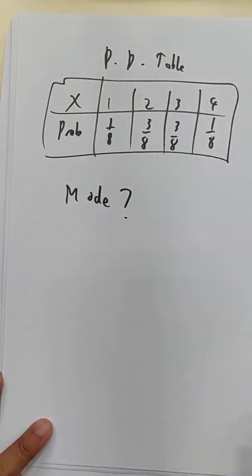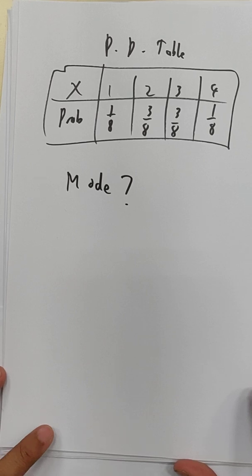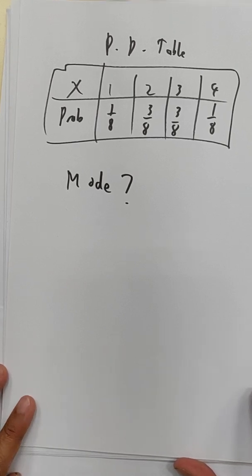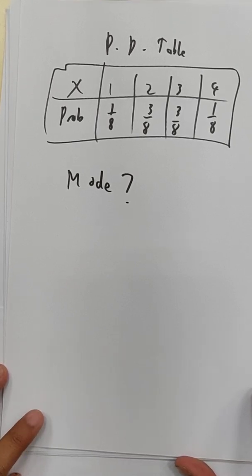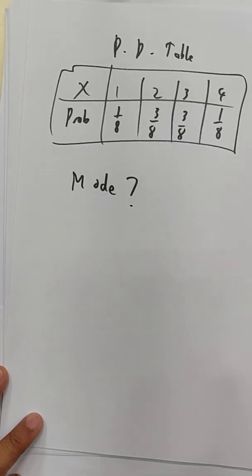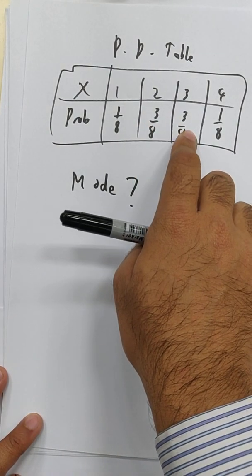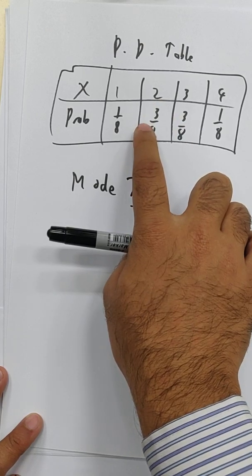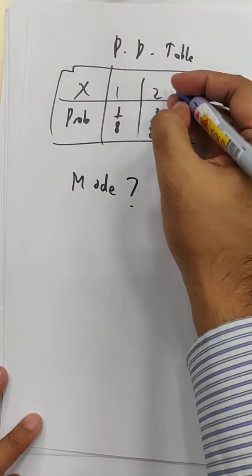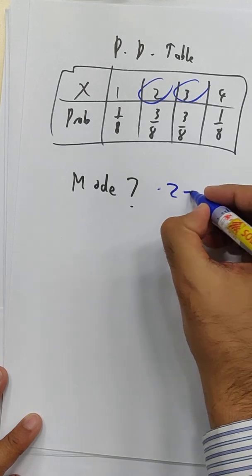What's the mode? Which one has the highest value over there? 3 over 8, 3 over 8, right? So the mode is 3 over 8. The mode is here, 2 and 3.